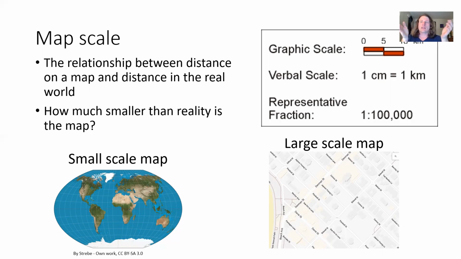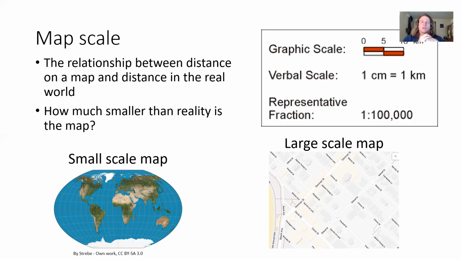So as counterintuitive as this sounds, a small scale map is really zoomed out and it's showing a really large area. It's showing the whole world, for instance. Whereas a large scale map is really zoomed in and it's showing a small area. So this might not make so much sense.